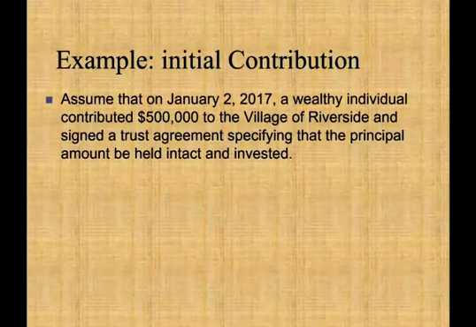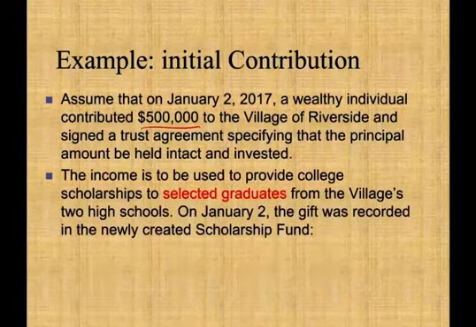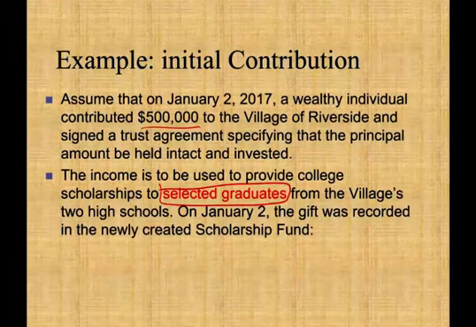Assume on January 1st, a wealthy individual contributed $500,000 to the village of Riverside and signed a trust agreement specifying that the principal be held intact and invested. So they don't want the principal to be spent. They want the principal to be intact. Only the earnings to be invested, so the income is to be used to provide college scholarships to selected graduates. Notice here, selected means it's for a specific group, okay, from the village's high school. That's fine. Maybe it's for selected students of a specific income level, who knows. On January 2nd, the gift was recorded in a newly created scholarship fund.